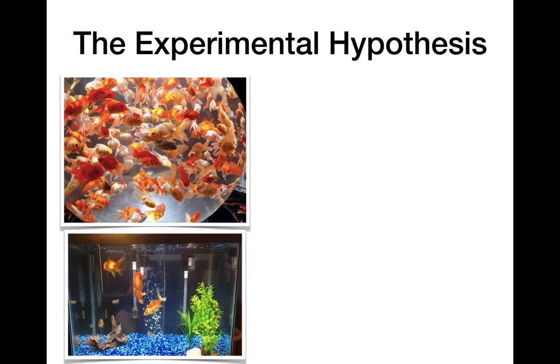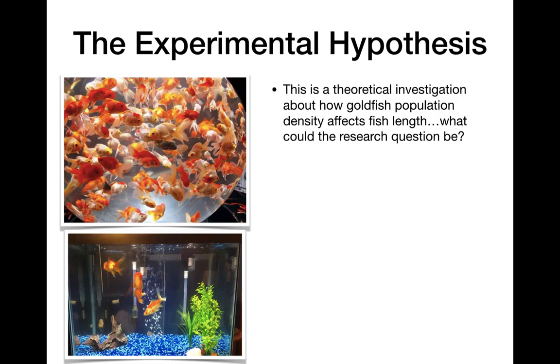Okay, let's talk about hypotheses. We talked about it kind of in general before. Let's get a little more specific here. So here's a theoretical investigation, and we'll look at data for this investigation later, about goldfish: how goldfish population density, so how closely confined the goldfish are, affects the length of the fish, or the average, mean length of the fish. So what could the research question be?